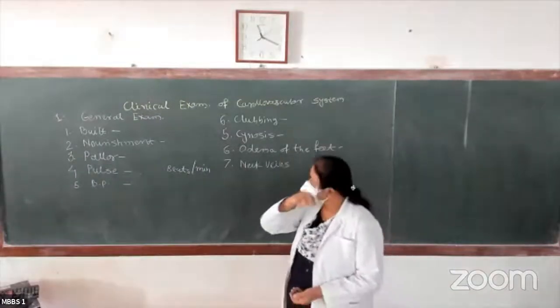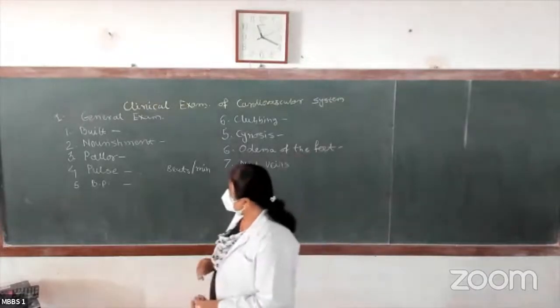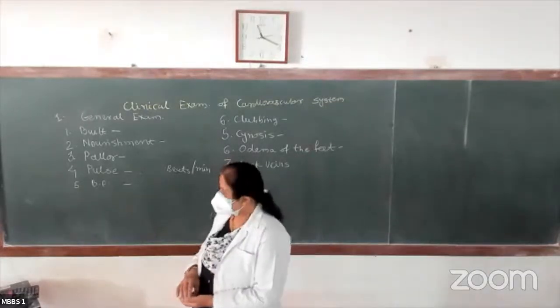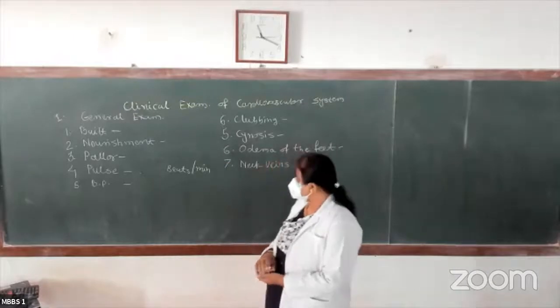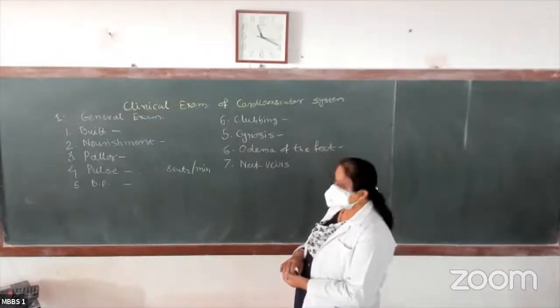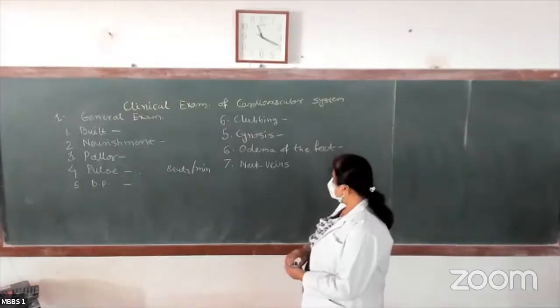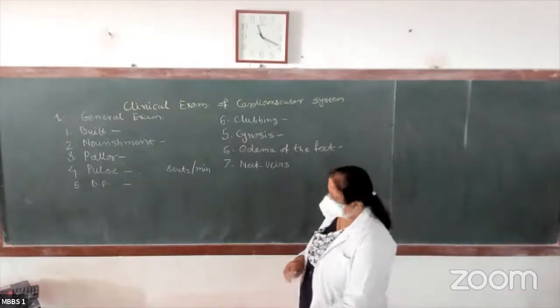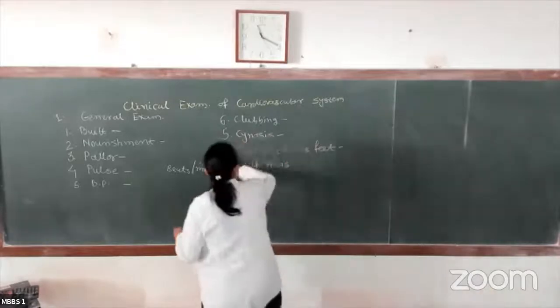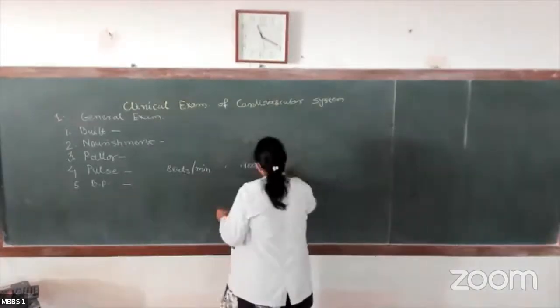You have to check for the built of your subject, nourishment, pallor, pulse, recording the pulse for 1 minute, blood pressure, clubbing by the Schamroth's window test, cyanosis, edema of the feet, and the neck veins. Here the general examination is complete. Then we will go for the systemic examination.